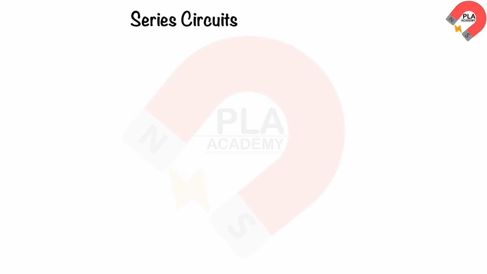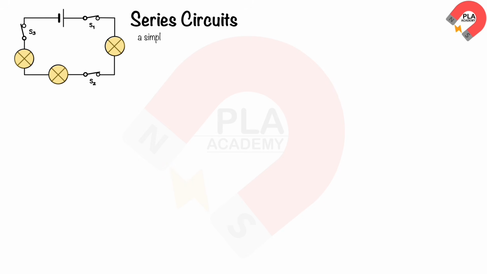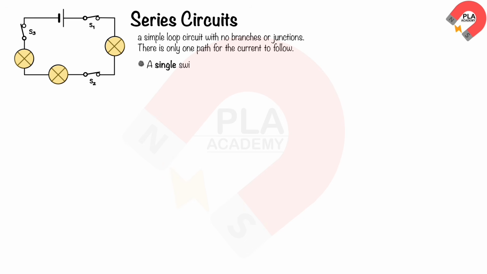Series circuits. A series circuit is a simple loop circuit with no branches or junctions. There is only one path for the current to follow. In a series circuit containing 3 identical bulbs as shown, a single switch placed anywhere in the circuit can turn all the bulbs on and off.